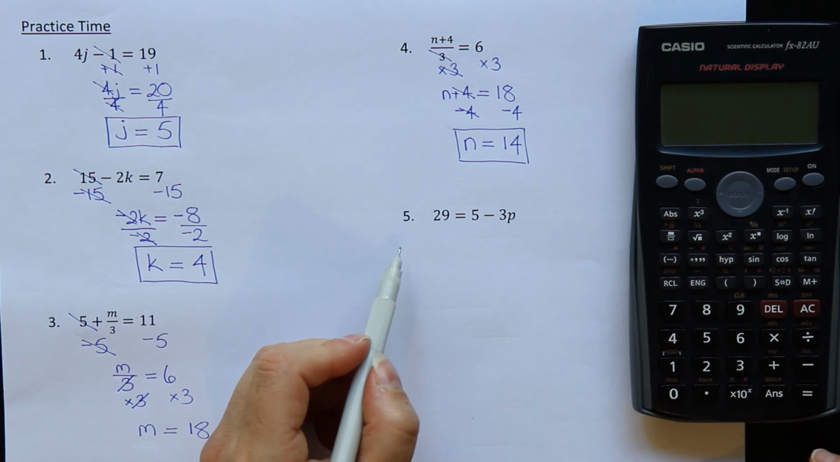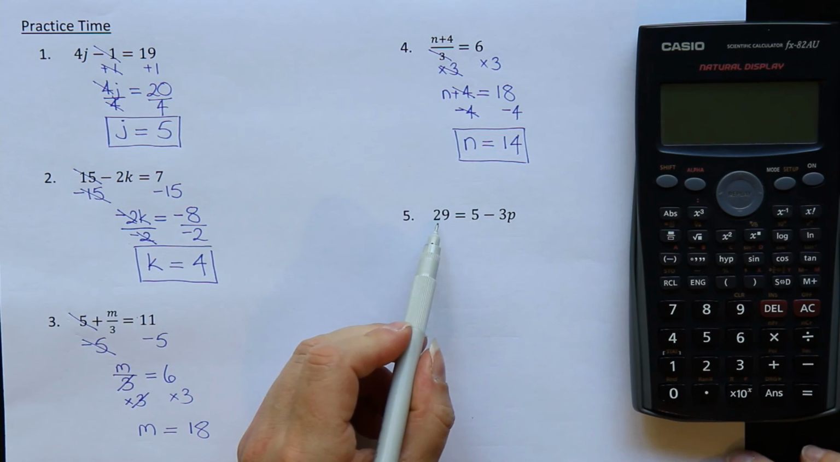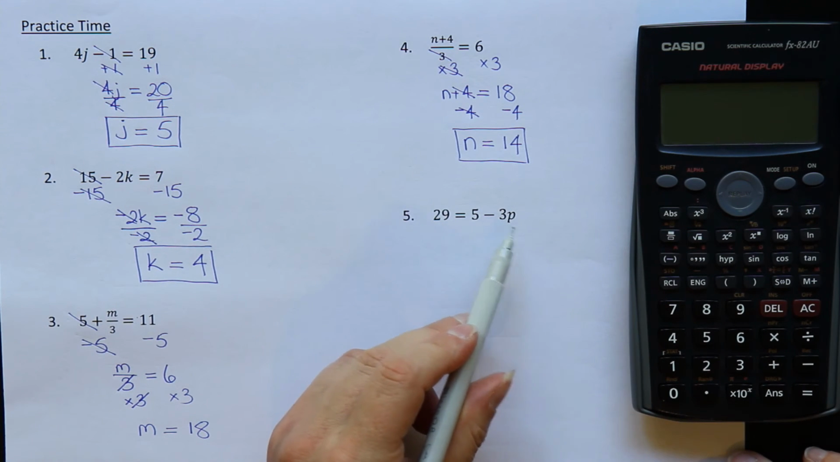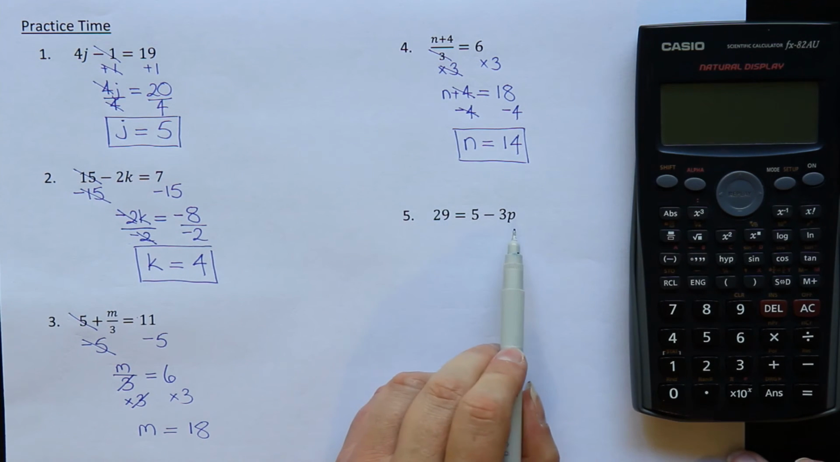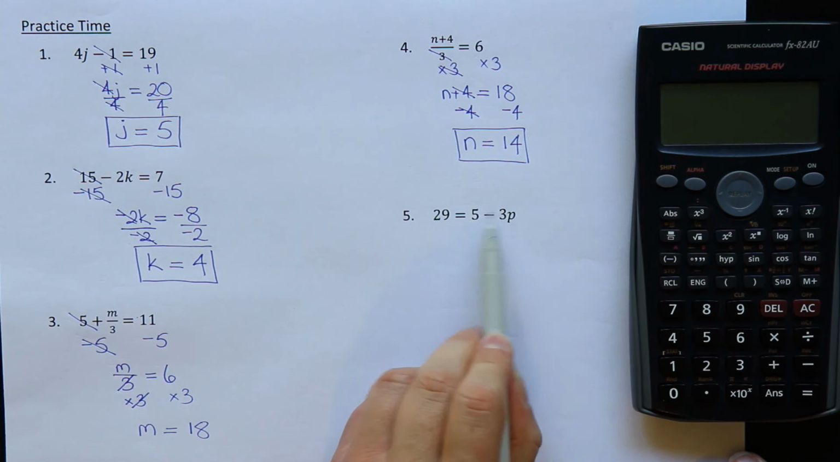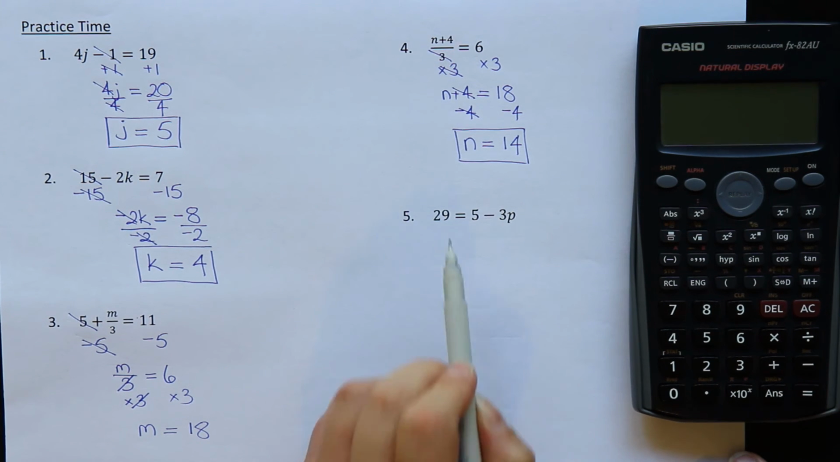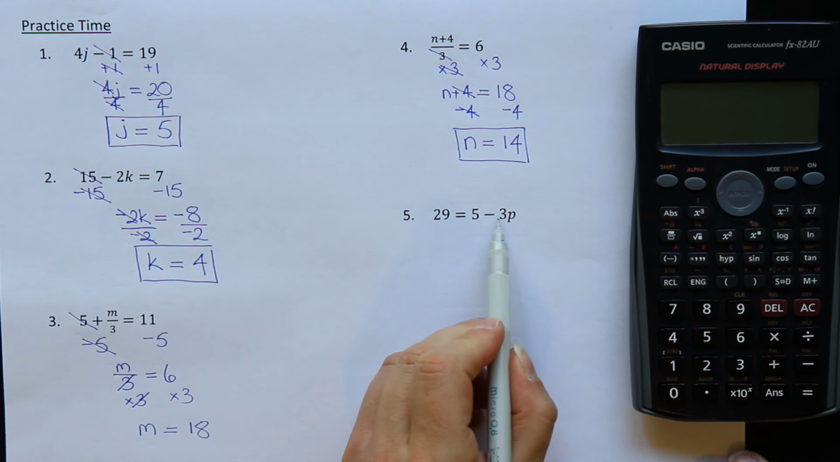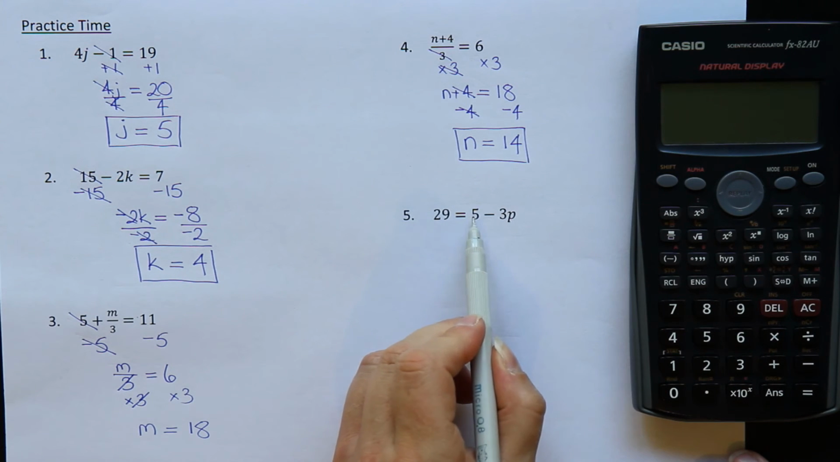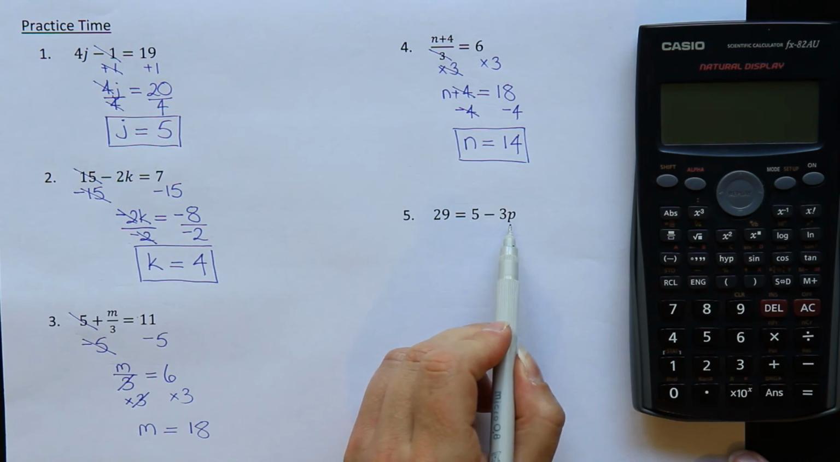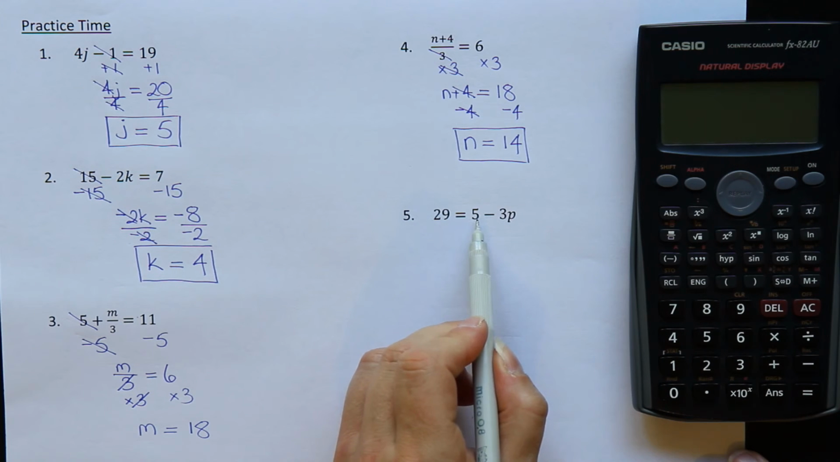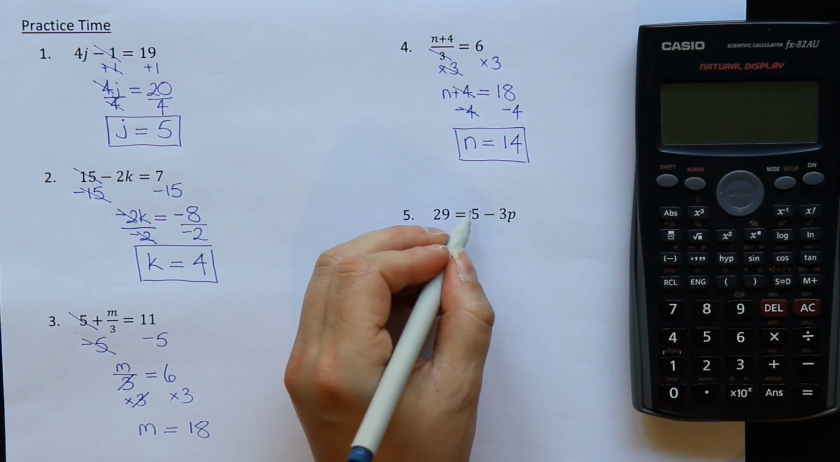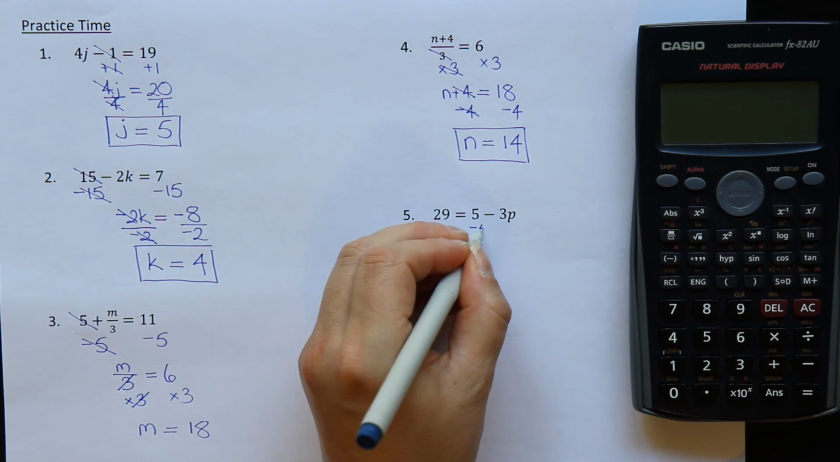Very last one, question 5. 29 equals 5 minus 3p. So my pronumeral, my letter, is over here on the right hand side, so I'm actually working from here, trying to move things away. So p is multiplied by the negative 3, and then I want 5 minus that. So the 5 is the first thing to go because it was the last thing to come. So it's a positive 5, I need to subtract the 5.